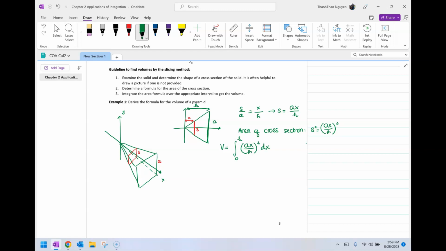Note that a and h are numbers, where x is the variable. So this integration gives us a squared over 3h squared times x cubed, evaluated from 0 to h. So this is a squared over 3h squared times h cubed. That is one third a squared h. And that is the formula for the volume of the pyramid.